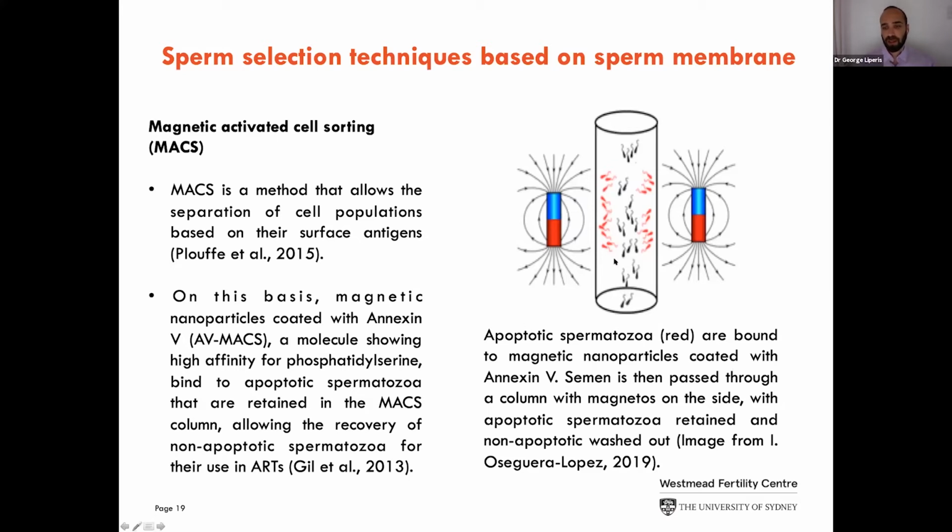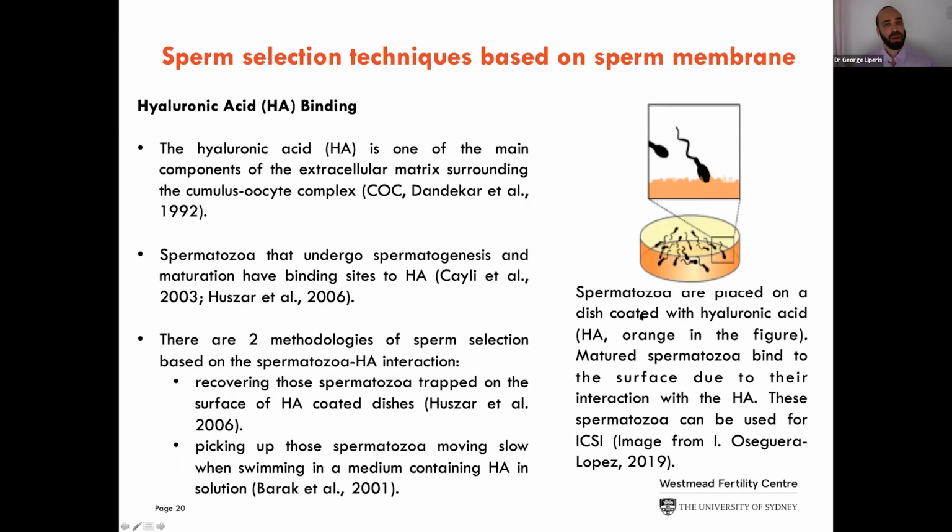As we can see here, in red are the apoptotic spermatozoa coated with annexin V, and as the semen passes through, the non-apoptotic spermatozoa will swim through the column. The second method that takes into account the sperm membrane is hyaluronic acid binding.